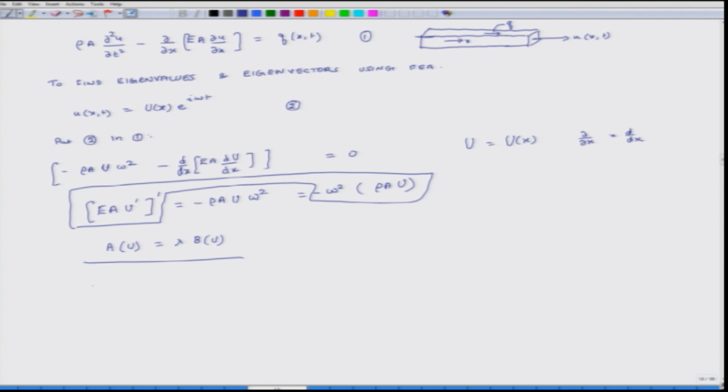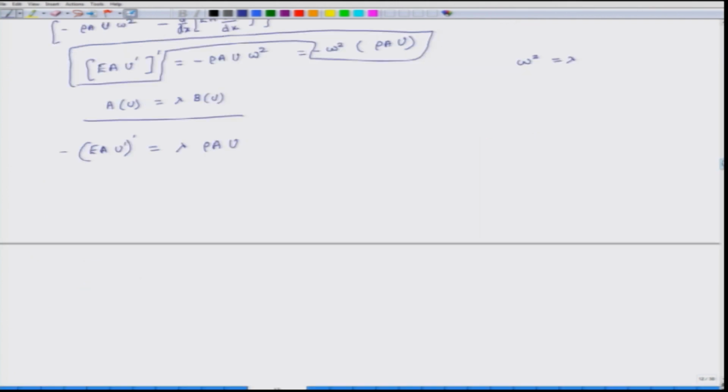So, our overall equation is minus E A u prime prime, and I will move the negative sign on this side, equals omega square, and just for purposes of convenience, I will replace omega square by lambda. So, it is lambda times rho A u. Okay. So, the weak form. So now we are going to get the weak form, but before that we will express it as a weighted residual form.